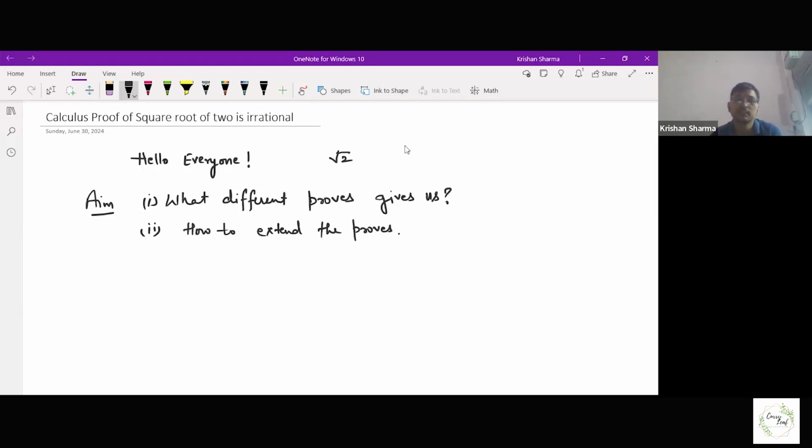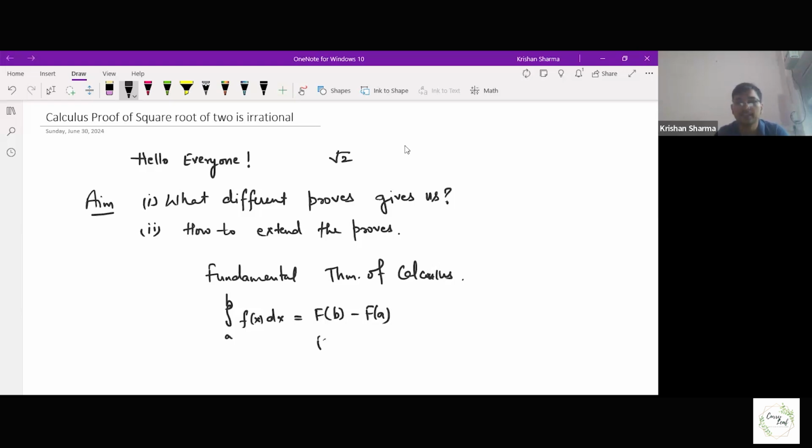Mostly you will find that lots of theorems are just extensions of some standard theorems. For example, suppose you all know the fundamental theorem of calculus, that is, integration from a to b of f(x) dx is equal to capital F of b minus capital F of a, where F is the anti-derivative.